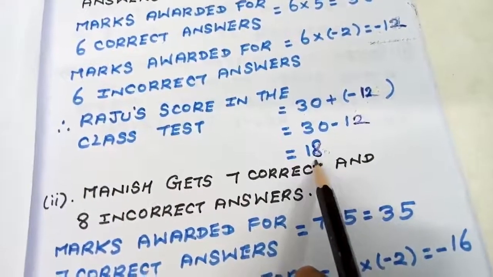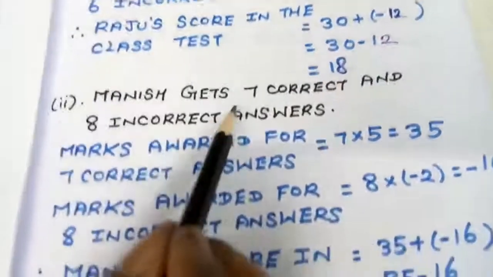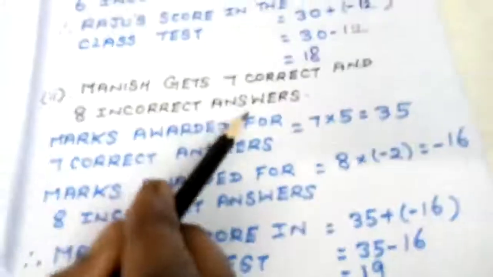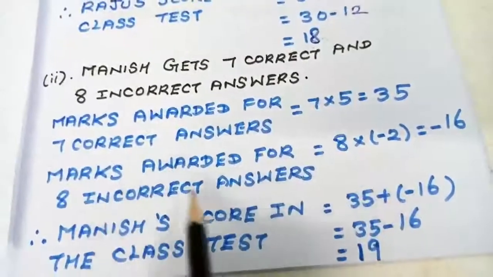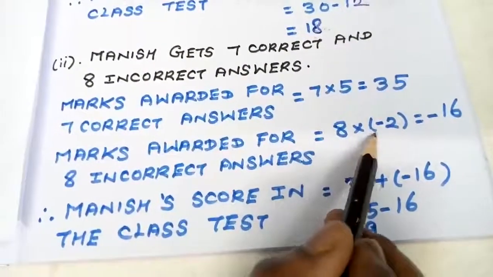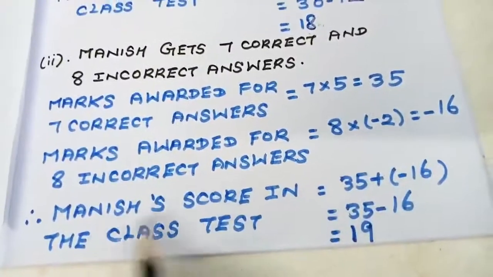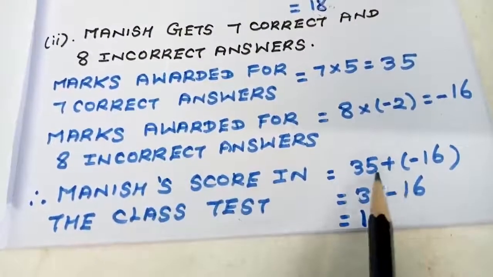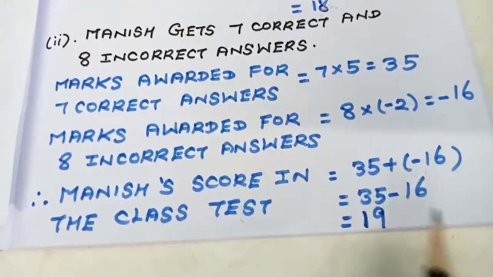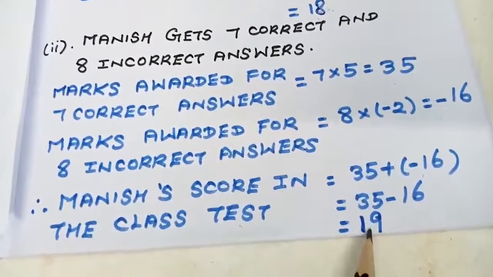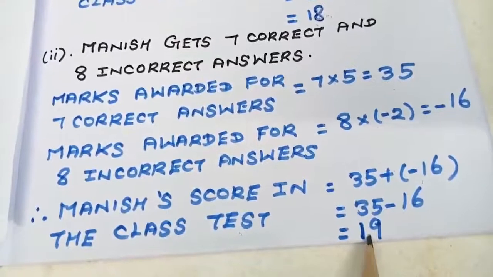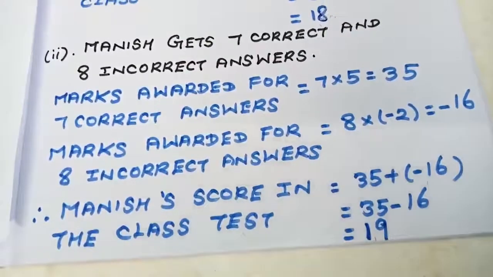Similarly, Manish gets 7 correct and 8 incorrect, students. 7 correct means 7 5s are 35. 8 incorrect means 8 into minus 2, minus 16. So Manish's score in the class test is 35 plus minus 16. If you calculate, you will get the answer as plus 19. So you have to understand the statement properly and according to that you are going to do the calculation.